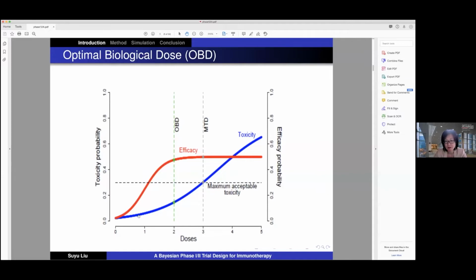However, the efficacy for immunotherapy is no longer more is better. It is no longer a monotonic increase. In this example, the efficacy first increases, but after dose level 2, it becomes flat. So if we consider both efficacy and toxicity, we would definitely recommend dose level 2 as the optimal biological dose. So you can see that the recommended doses for chemotherapy and immunotherapy are different.